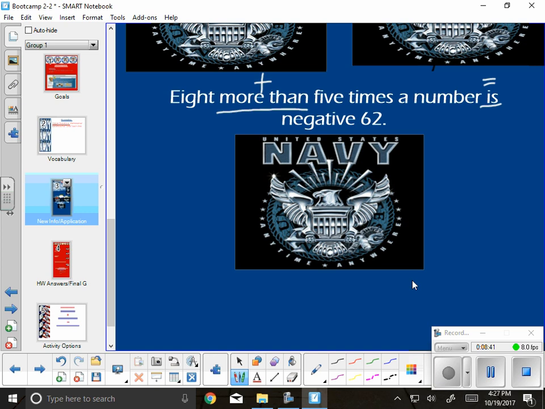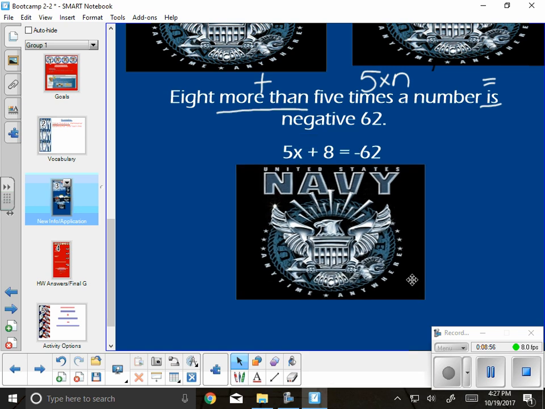So 5 times a number. When I hear 5 times a number, I think of 5 times a number which could be any variable. So I'm going to say n. So I'm going to write this out as an equation for us. So what is that going to look like? It's going to be 5x, or 5n, plus 8 equals negative 62.